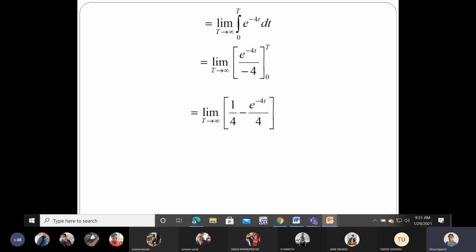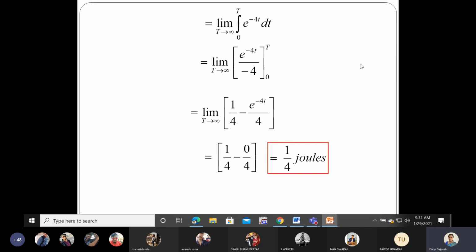It is 4 capital T. After applying the limits, small t will change to capital T. Now applying the limit T tends to infinity, e raised to minus infinity will be 0. So finally you are getting 1 by 4 joules. So the energy contained in the signal has a finite value, which is 1 by 4.